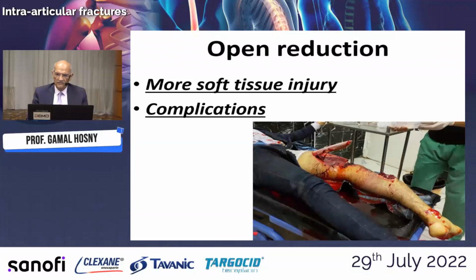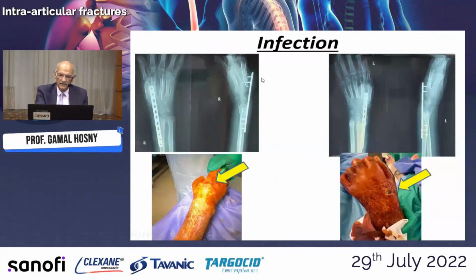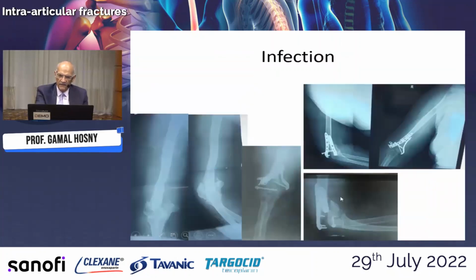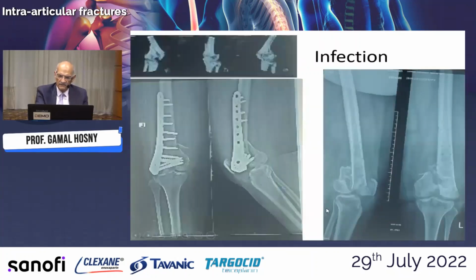And remember that open reduction is not without complication. It's not without serious complications. Remember, infection, deep infection, protruding plates here. Deep infection in the elbow. Deep infection in the knee, you see here, and absorption of the fragments. It's really a serious problem.